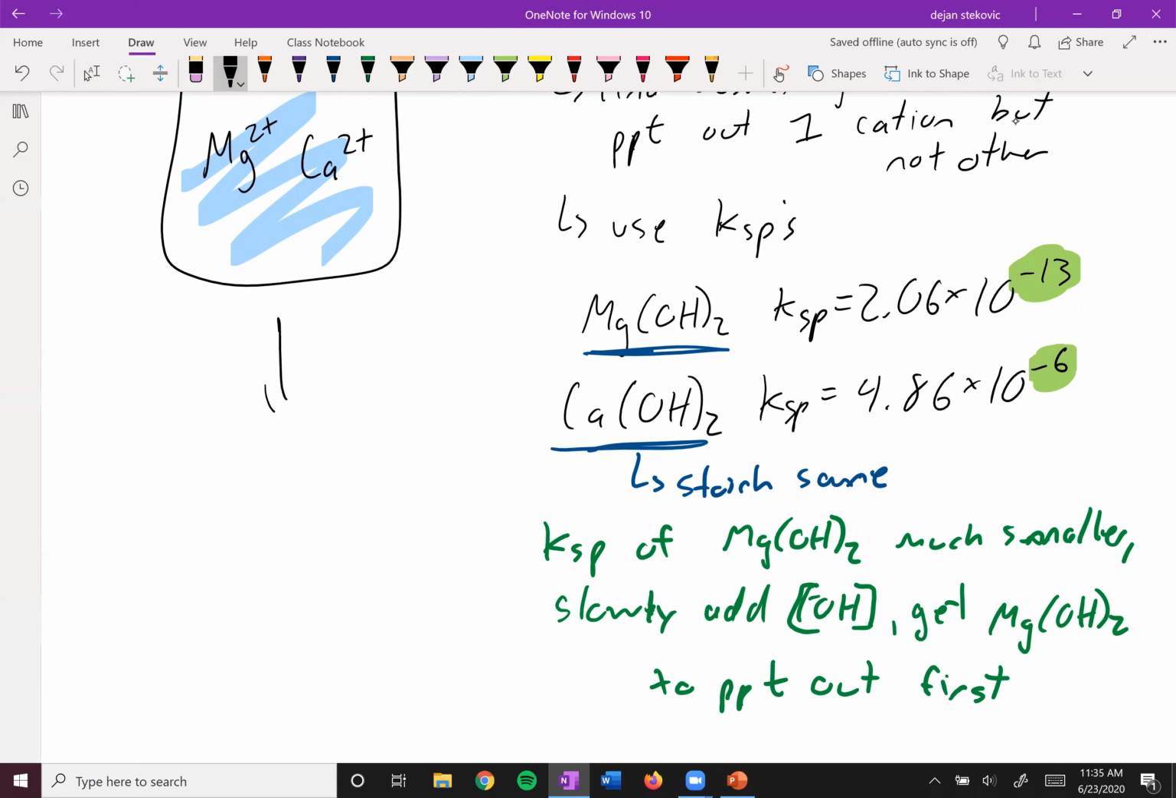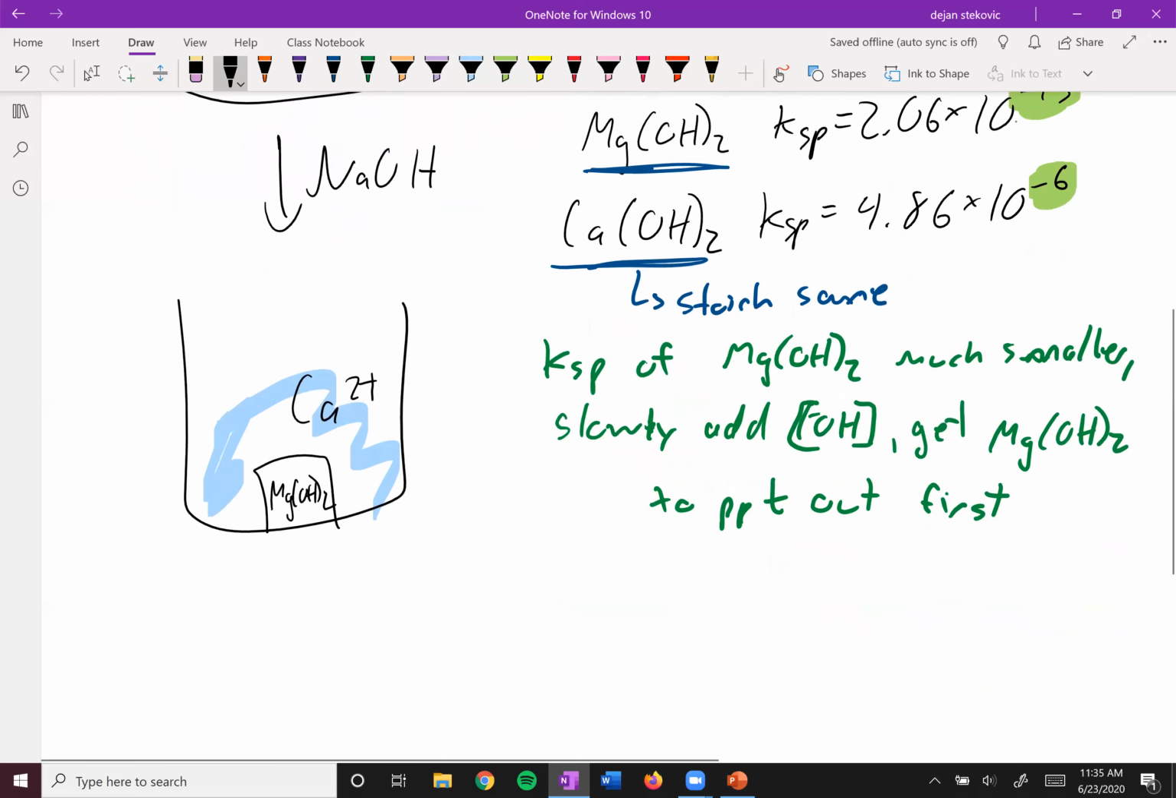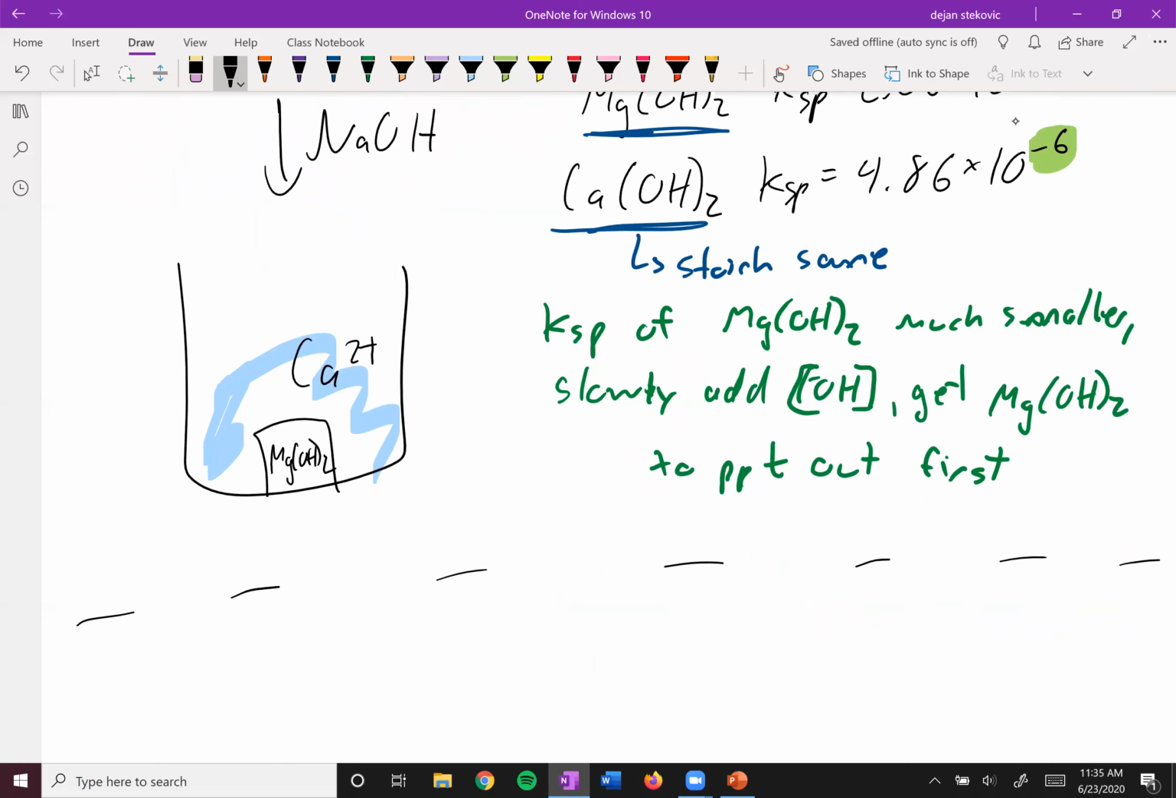Right, so for example, if we added some sodium hydroxide to this, we end up with a solid of magnesium hydroxide. And then in our solution remains the calcium 2+. So you can see we've separated out the two solutions. So let's take a look at, let's say, that for the next video.